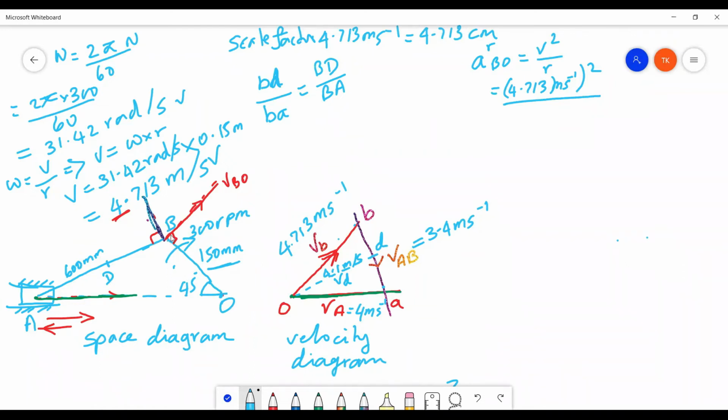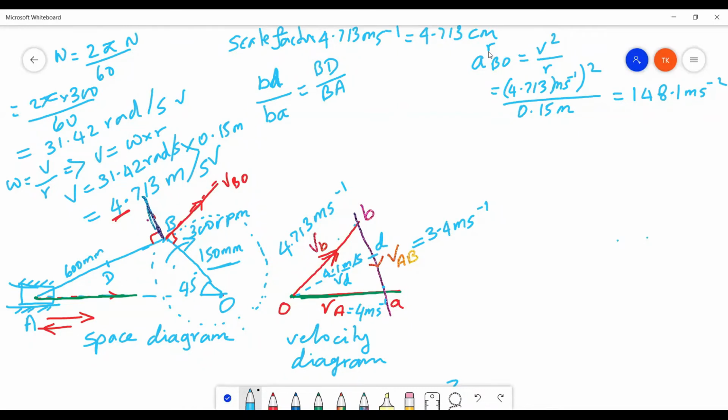Since this is a crank, it is making a circular movement. So the radius is the length of OB, that is 0.15 meter. When you solve it, you will have 148.1 meter per second square. So this is the radial component of the crank.